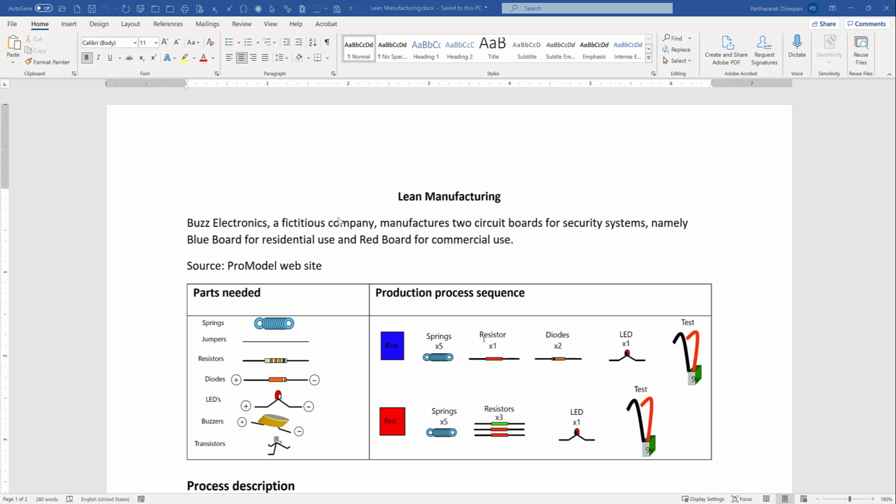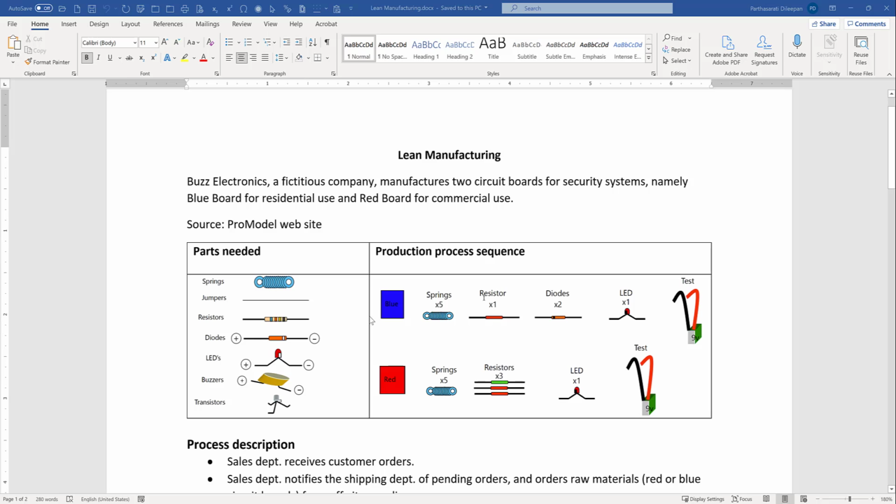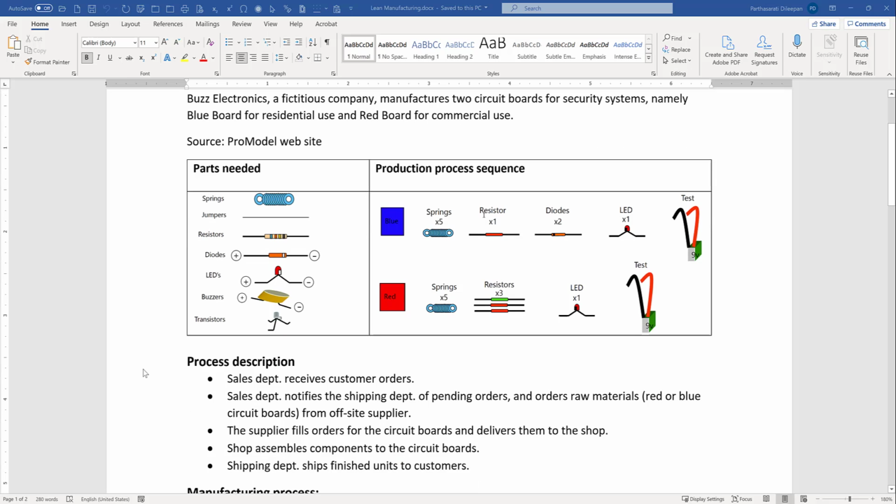And as I said in a previous video, I've taken this from the Pro Model website, and they have set this up using Process Simulator, Pro Model Process Simulator. Process Simulator uses a Visio flowchart system, and it has some limitations. But we're going to set this up in Pro Model itself. So let's first understand what the production process is about.